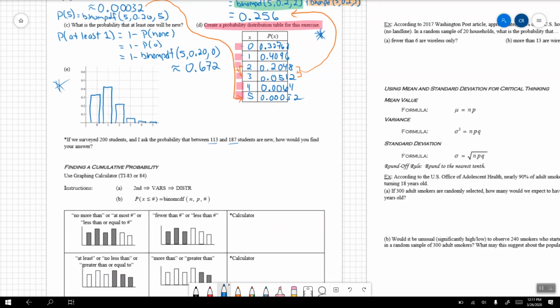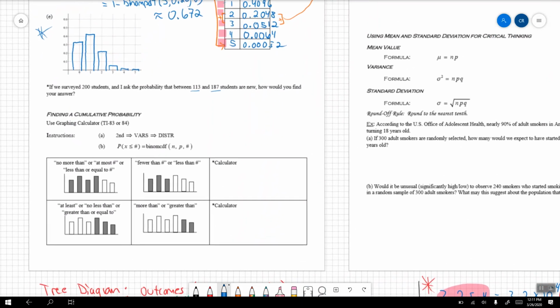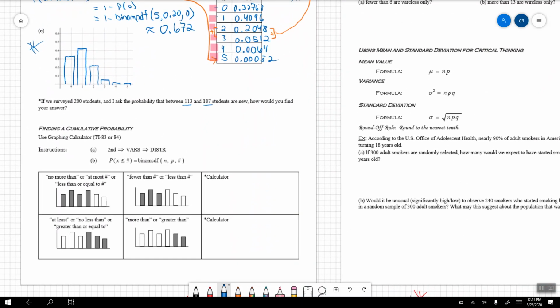is we want to use the embedded feature that we have on the calculator. That embedded feature is the binomial CDF. The binomial CDF is a cumulative probability distribution. So we want a cumulative probability distribution.